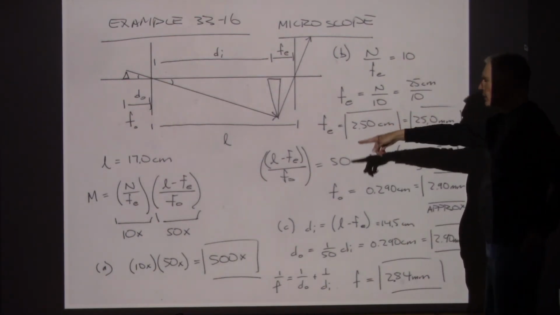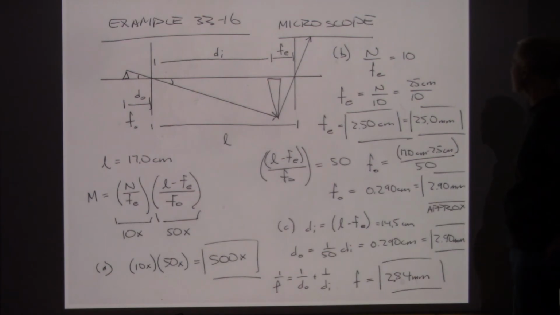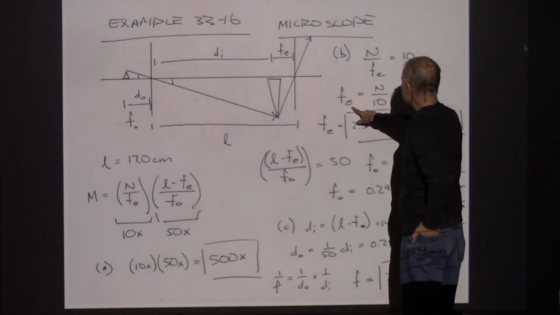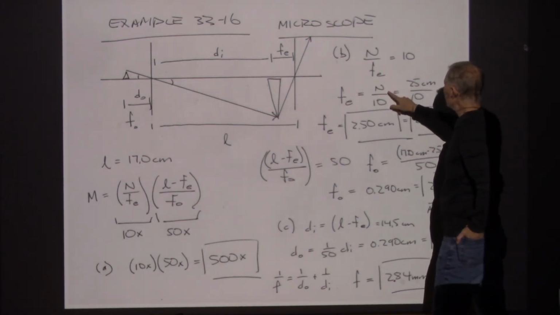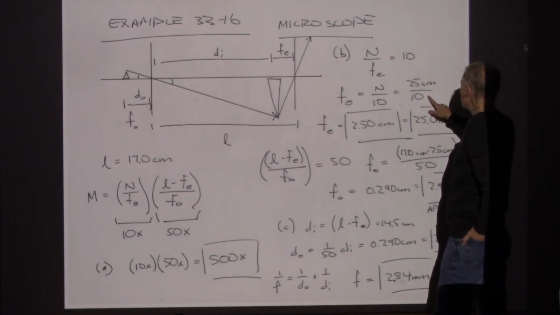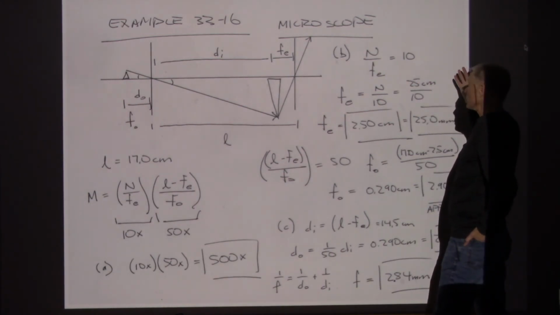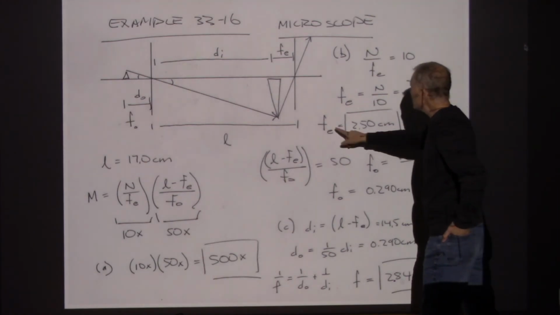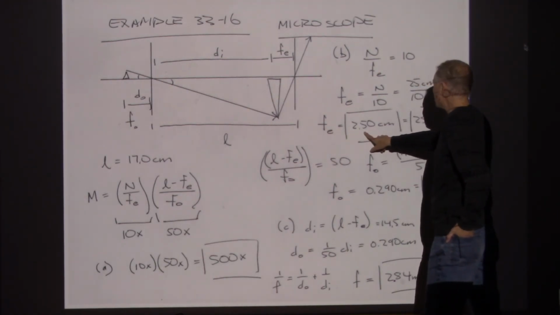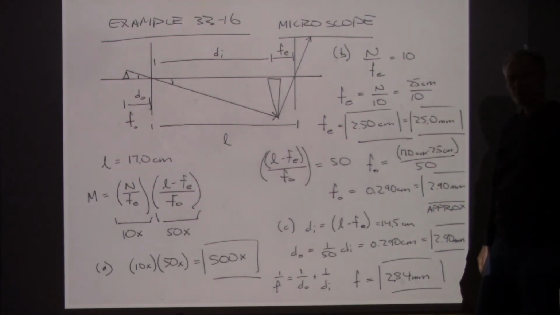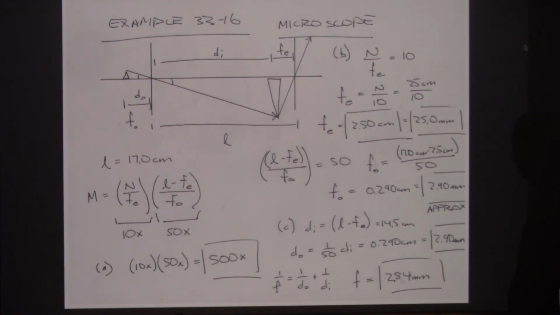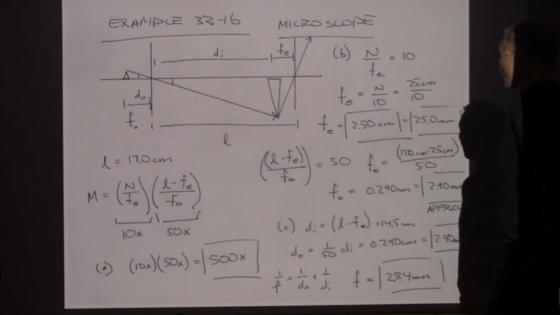So that's how we're going to use that 10 number that they gave us. That says that the eyepiece then needs to have a focal length of N over 10, 25 centimeters over 10. 10 is just unitless, it's a magnification number. It says that the eyepiece then needs to be 2.5 centimeters focal length, or 25 millimeters. So those are the numbers that we have for that.